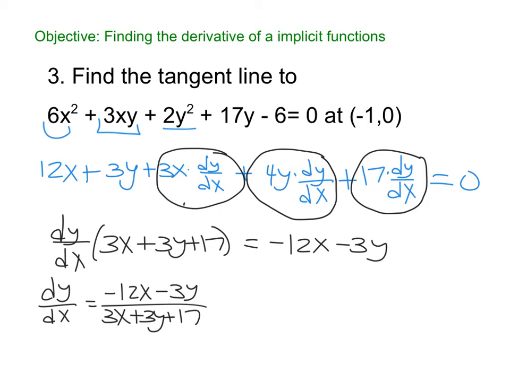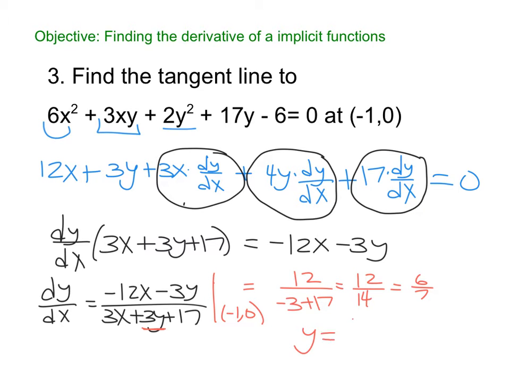So now I'm going to find the tangent line. So I'm going to plug in (-1, 0). So let's see, that's 12 on top. The y goes away. Negative 3, this y goes away, plus 17. So that's 12 over 14, 6 over 7. So then I can write my equation: y equals 6/7 times (x plus 1).